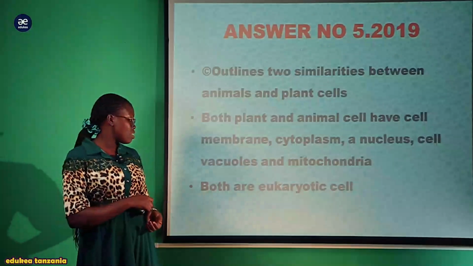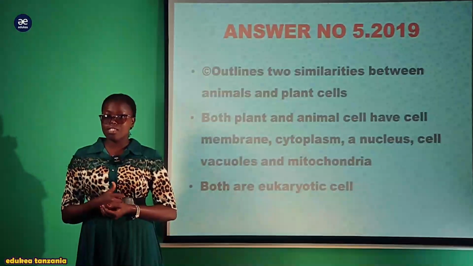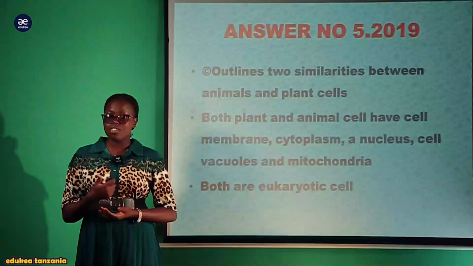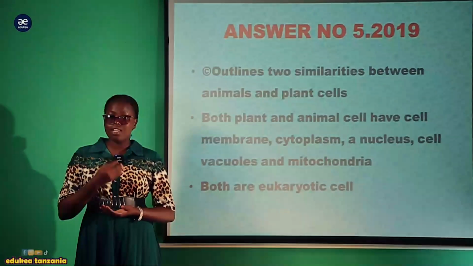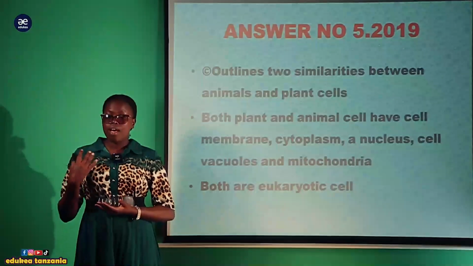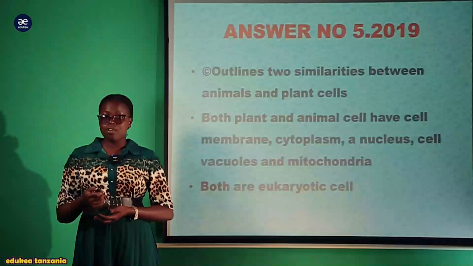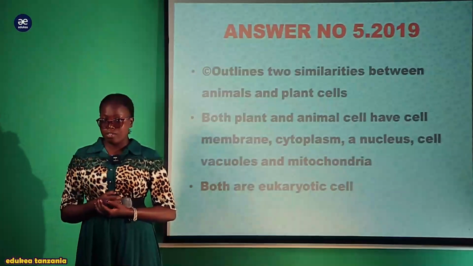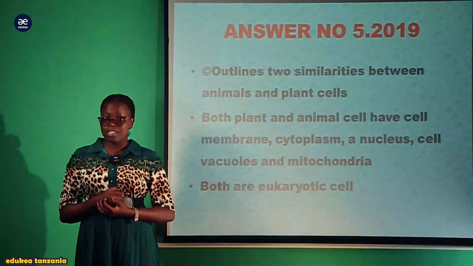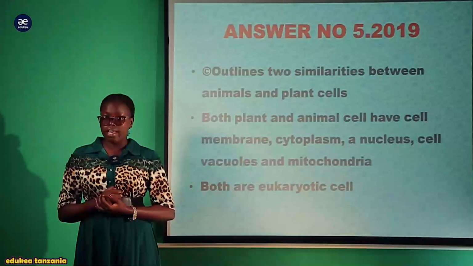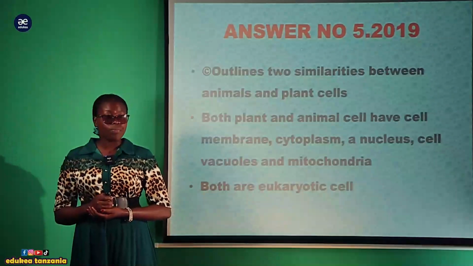Another similarity is that both the plant cell and animal cell are eukaryotic cells. Eukaryotic cells have a nuclear membrane, meaning that their DNA and chromosomes are surrounded by this nuclear membrane. So both are eukaryotic cells. So this is how the question needed to be answered, and those who answered the question correctly got all the marks distributed in this particular question.